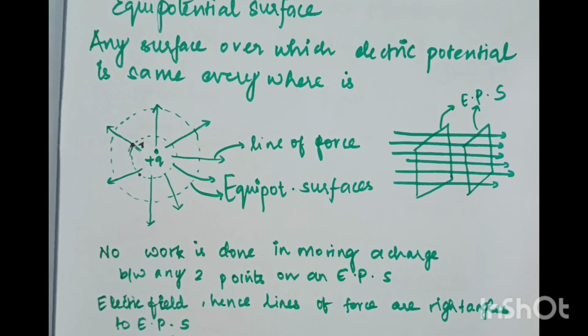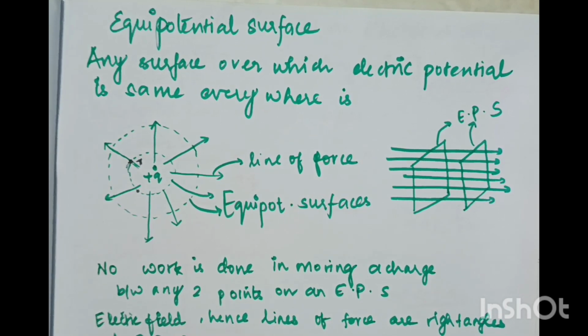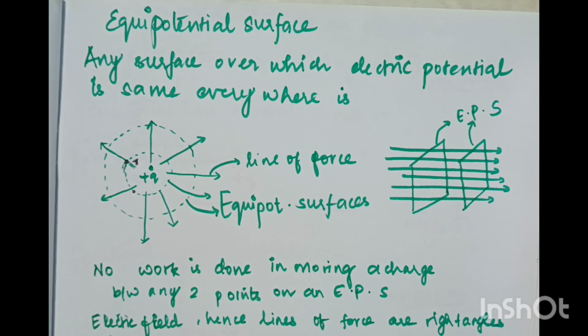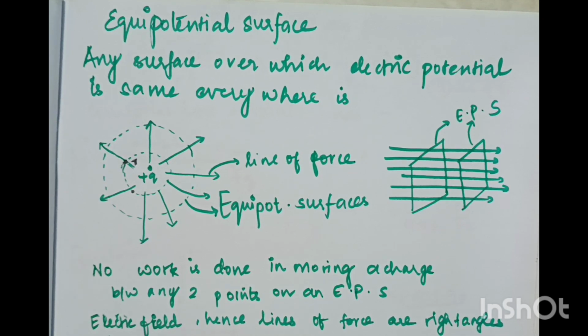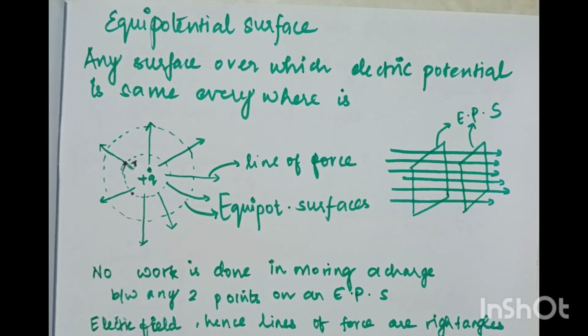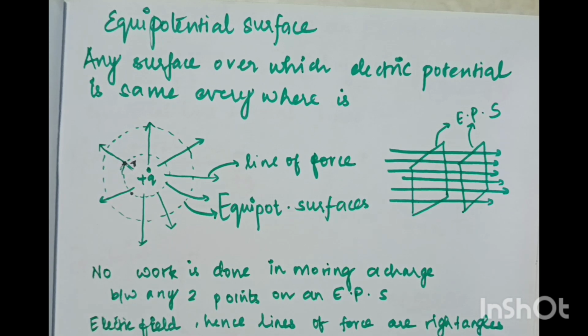Equipotential surface. Any surface over which the electric potential is same everywhere is called equipotential surface. So if we take a surface where the electric potential is same, then it is called equipotential surface. Let us consider an example.